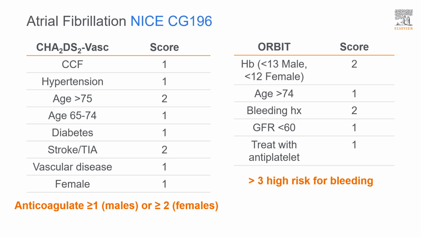The ORBIT score on the right-hand side assesses the bleeding risk, which is introduced in the NICE guidelines. Now, a score of 3 indicates medium risk, whereas a score of greater than 3 indicates high risk, and that warrants a careful consideration of the risk-benefit balance. The key thing in all of this that NICE emphasizes is shared decision-making, where you discuss this with the patients to ensure that they understand the benefits and the risk, and also the risk of significant bleeding as well.